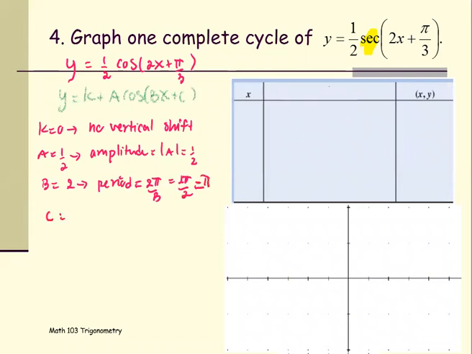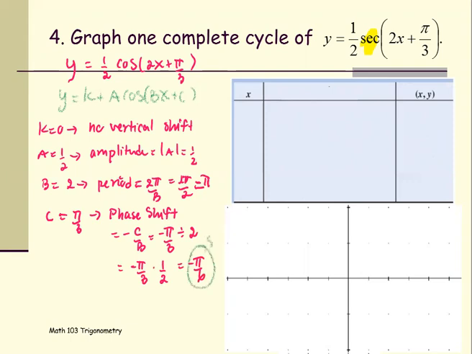The C value is pi over 3. Pi over 3 for the C is used to compute the phase shift, or the first point of the cycle of the graph. The phase shift is negative C over B, or negative pi over 3 divided by B, which is 2. We write it as multiplication of the reciprocal. That turns out to be negative pi over 6. So we have negative pi over 6 as the beginning point of the cycle. The graph starts here with the period pi.